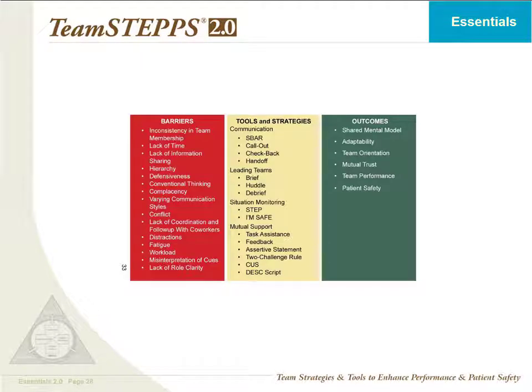Throughout the TeamSTEPPS process, you have received information about barriers to team effectiveness, tools and strategies to overcome such barriers, and the outcomes of effective teamwork. You've learned communication tools such as SBAR, handoffs, and callouts. You've also learned about the leadership strategies for managing resources, along with tools for facilitating team events, such as briefs, huddles, and debriefs. You've also learned the situation monitoring mnemonic, STEP, S-T-E-P, and mutual support tools such as the two-challenge rule, CUS, and DESC script.